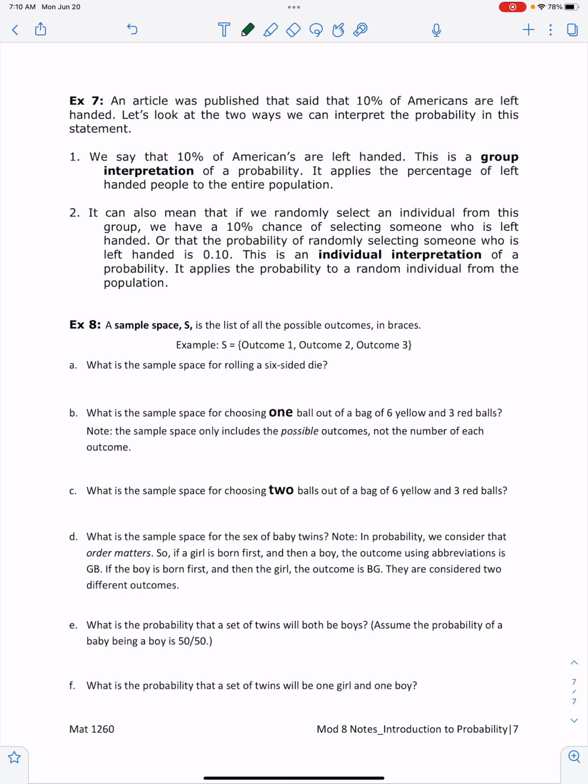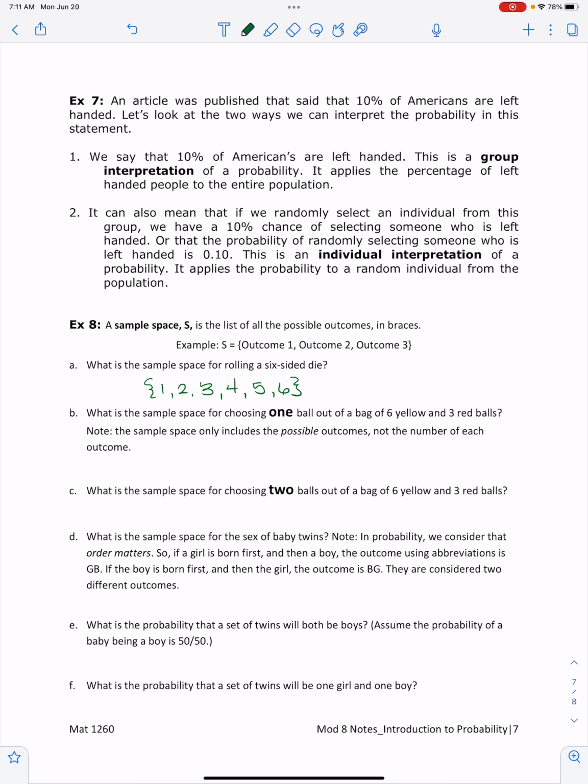So example 8, last part of the notes here, goes back to some of those terms on the very first page. Spacing-wise, I guess it made sense to put it back here. So the sample space is the list of all possible outcomes, and we list that in brackets. The sample space for rolling a 6-sided die is everything we see on these 6 sides of that die. 1, 2, 3, 4, 5, and 6.